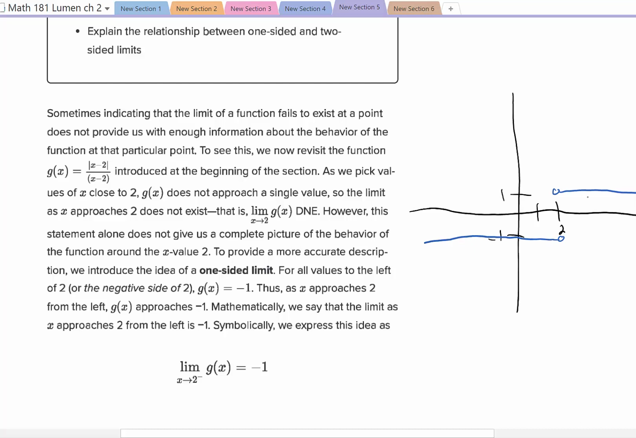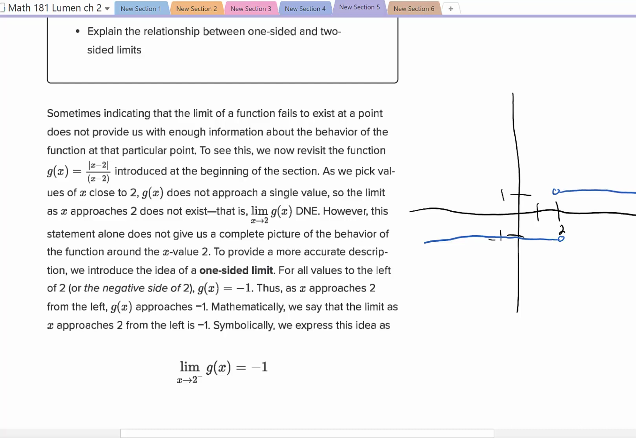So as x is bigger than 2, the function produced a 1. If x was less than 2, the function produced a negative 1. And so we decided the limit does not exist because these limits are not the same as they approach the value 2. The limit at 2 does not exist because these functions do not go to the same value. But we do have what we call one-sided limits, a limit on each side. So if we look at the limit from the left side, it's at negative 1, and the limit from the right side is at positive 1.